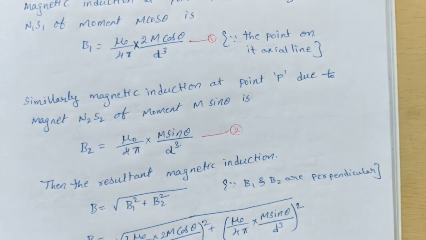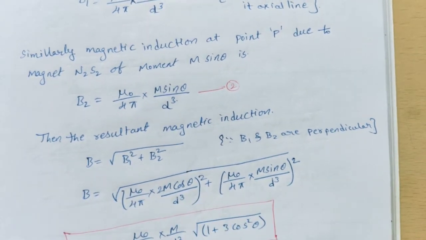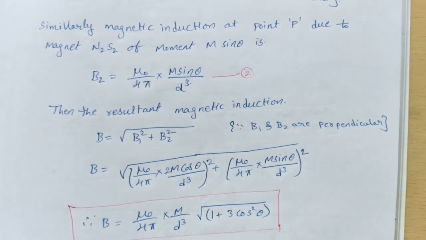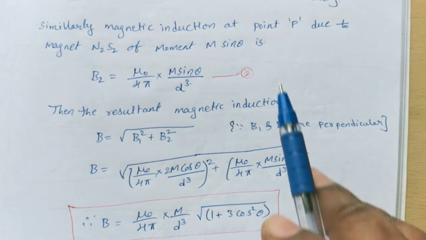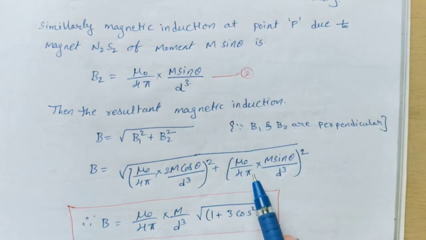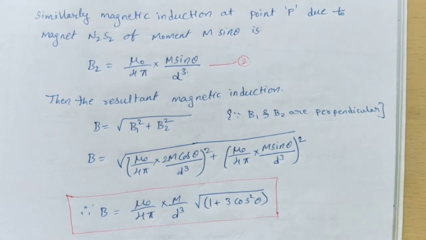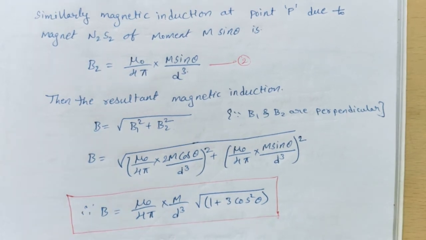Both are perpendicular to each other, so the resultant becomes how much, students? The resultant B is equal to root over B1 square plus B2 square. By substituting equation 1 and equation 2 in this equation, finally we will get B equal to mu naught by 4 pi into M divided by d cube into root over 1 plus 3 cos square theta. Like this we will get one notation, students. So B is equal to mu naught by 4 pi into M divided by d cube root over 1 plus 3 cos square theta.